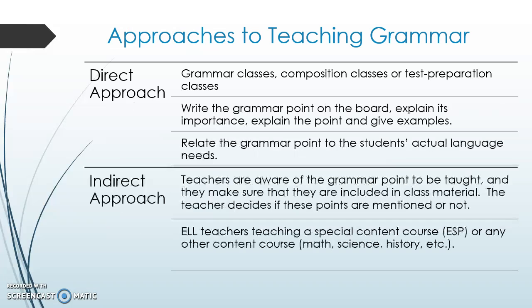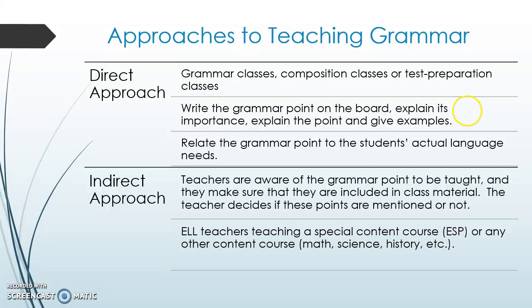Working with the first objective, we see in the reading that there are 2 approaches to teach grammar. The first one is the direct approach. This approach can be seen in grammar classes, composition classes, or test preparation exercises. What the teacher does in these classes is that she writes the grammar point on the board, then explains its importance. She then explains the point, or normally gives a formula, which is basically what we do when we do this, and she gives examples. After this, what follows is some practice on that specific point.